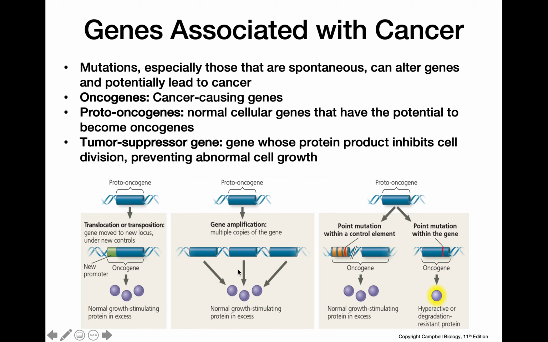We can also have gene amplification, so we can get multiple copies of this gene, so we'll produce this stimulatory protein in excess and end up becoming an oncogene. Or we can have actual mutations within this tumor suppressor gene that'll alter the protein product, and that could also potentially lead to cancer.